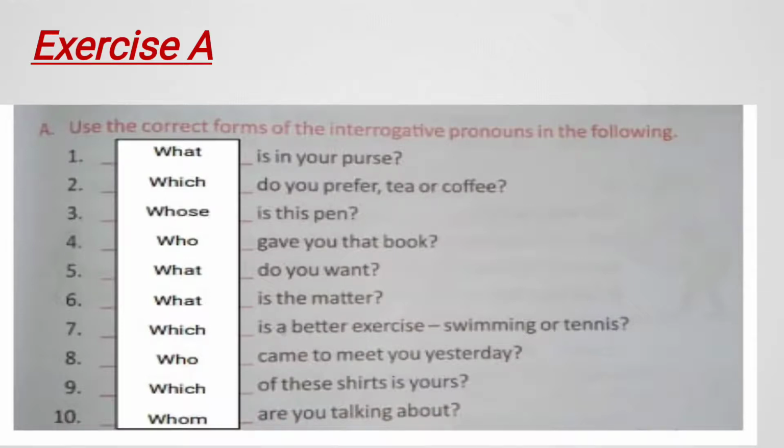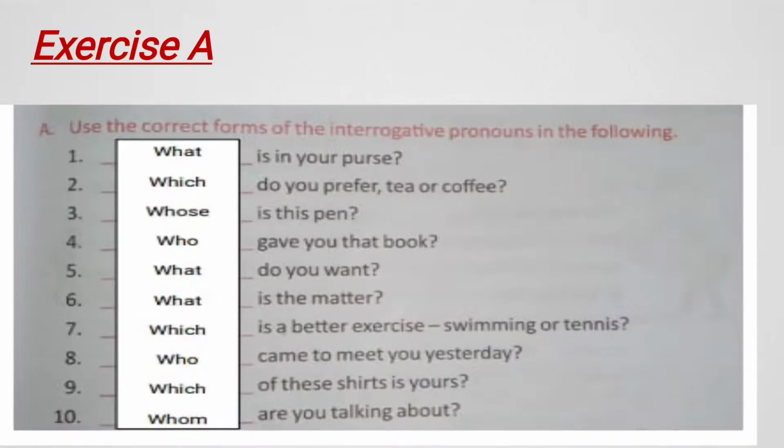Now see, let us discuss the exercise. Dash is in your purse. What? What is in your purse? What is used to refer to things. So it is referring to purse here. So what is in your purse? Dash, do you prefer tea or coffee? So which, we know we use which for both people and things. Here we are using which. Which do you prefer, tea or coffee?